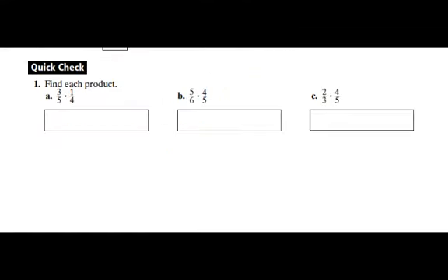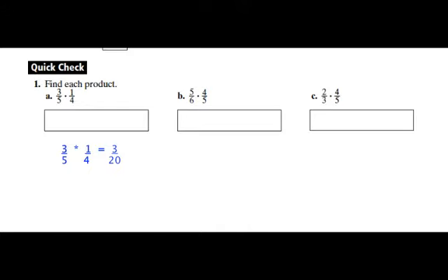For 1a, we have 3/5 times 1/4. If you look at the diagonals, nothing will go into 5 and 1, and nothing can go into 3 and 4, so we can just multiply. 3 times 1 is 3, 5 times 4 is 20. Ask yourself, is it in simplest form? Yes, it is. Nothing goes into 3 and 20.